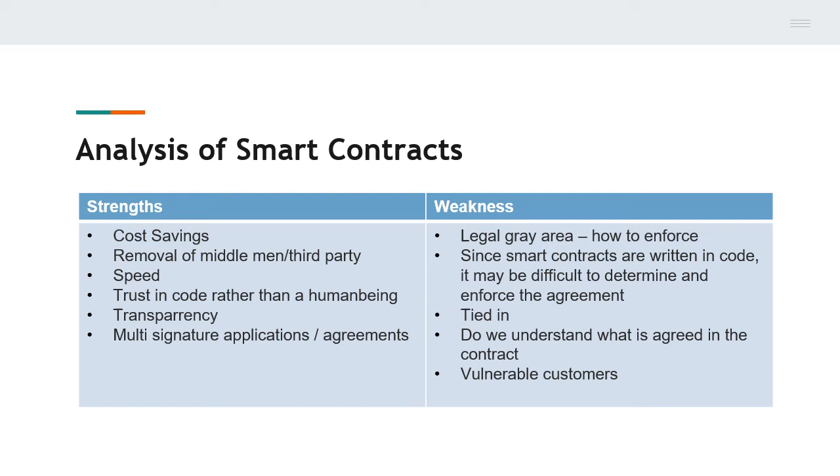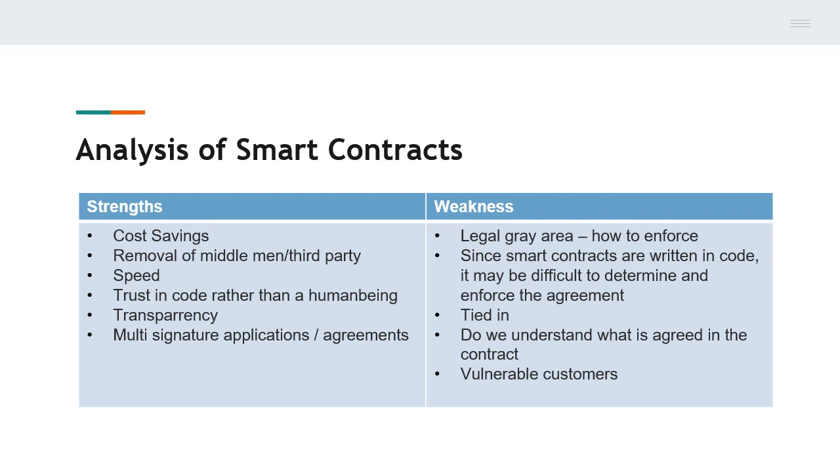The other part is that smart contracts are written in code. So it may be very difficult to determine and enforce the agreement, particularly in layman's terms. It might be very hard to understand what that code means for non-coders like myself. We could be tied in. We might agree to something when we're younger, 18, 19, and tie ourselves in for a very long time, and that might not be desirable 10, 15 years later. What does that mean if we're tied into a smart contract? Could we have signed our life away at a very young age?